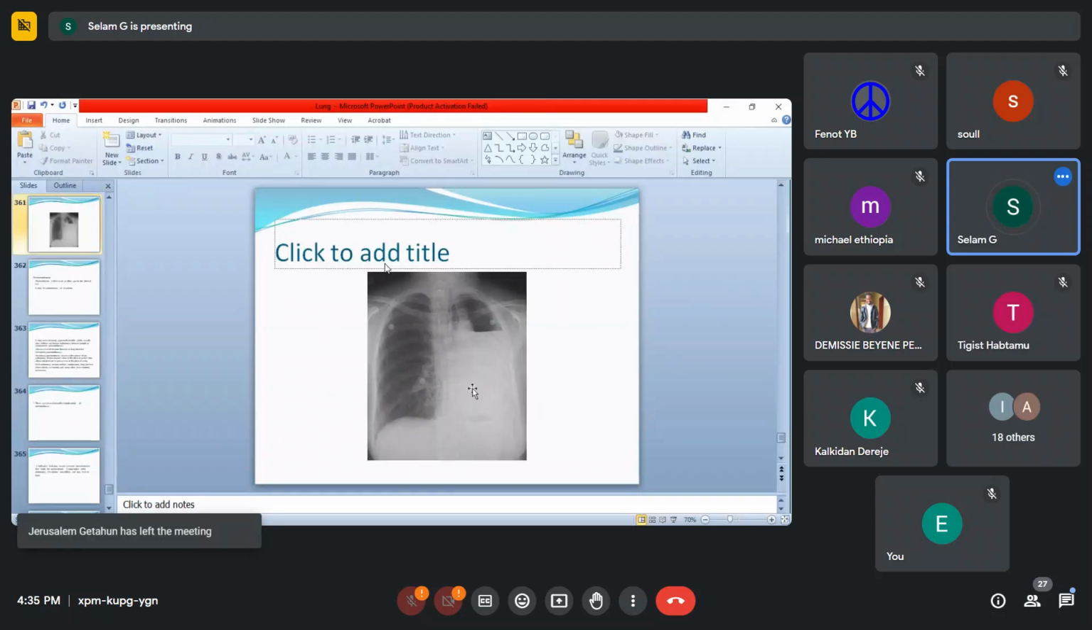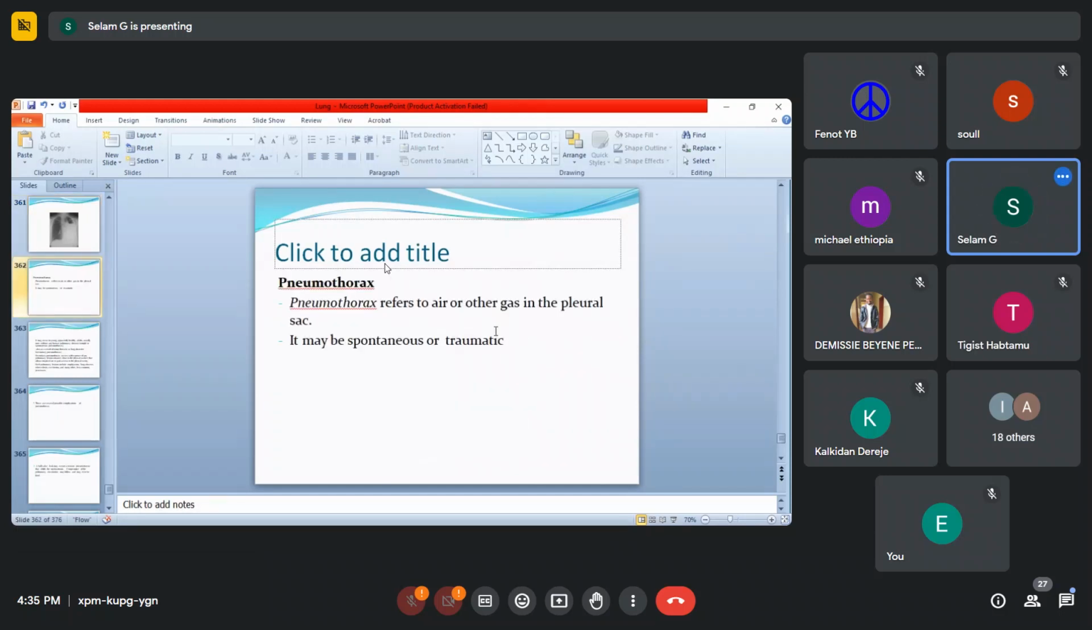And in X-ray, you may see obliteration of the costophrenic angle and dull areas of pneumothorax. Pneumothorax refers to air or other gases in the pleural sac. So whenever there is fluid, we call it hydrothorax or pleural effusion. If there is air in the pleural cavity, we call it pneumothorax.